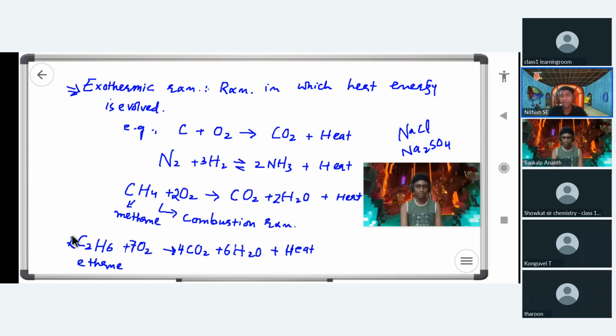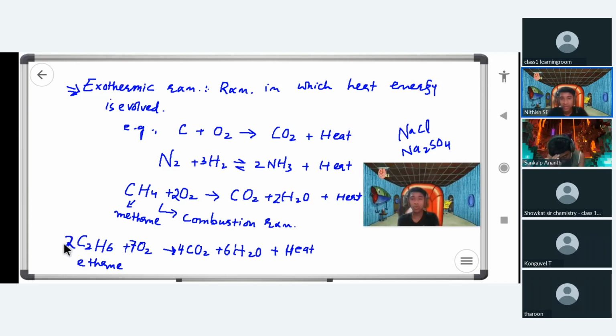See, 2 was there for O2, so O2 will become O4. And then the O is easy, just H2O. Multiply the whole equation by 2. So that's why it will now become twice C2H6 and 7 times O2 and 4 times CO2 and 6 times H2O.